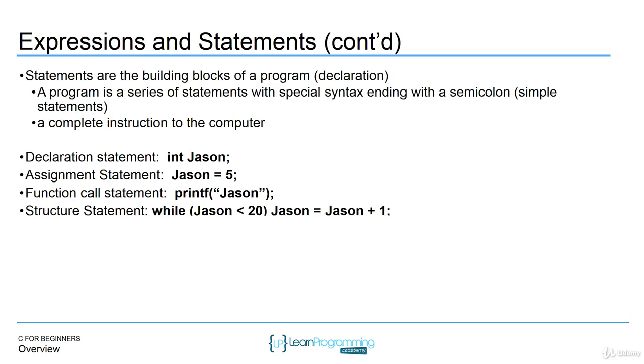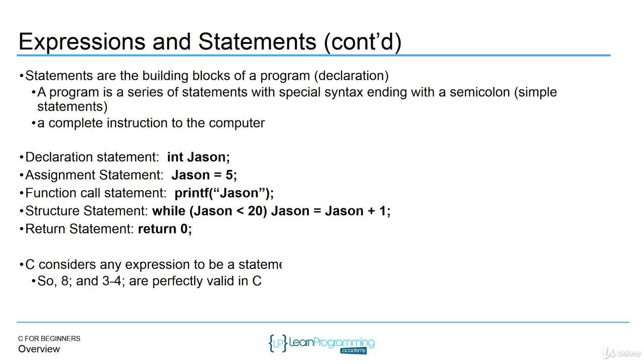Structured statement. We haven't learned this syntax yet, or this keyword, while, but this is a loop where it has a single statement on a single line ending with a semicolon. A return statement is when we return data from a function. Again, we don't fully understand what this means, but you see it ends in a semicolon. These are different types of statements.